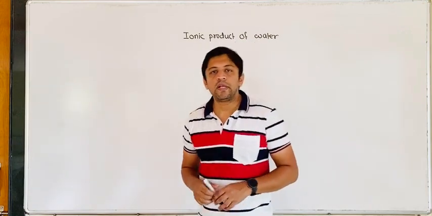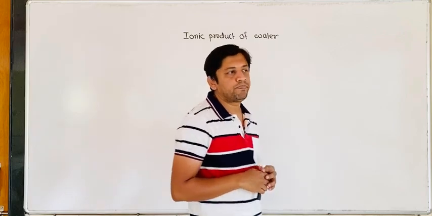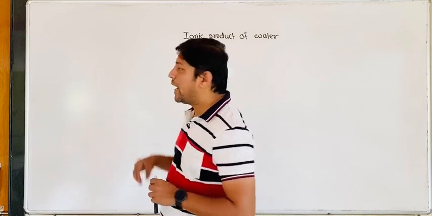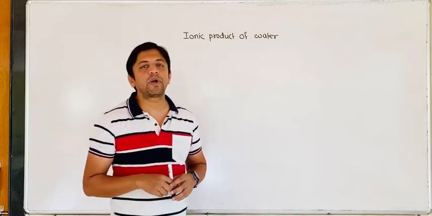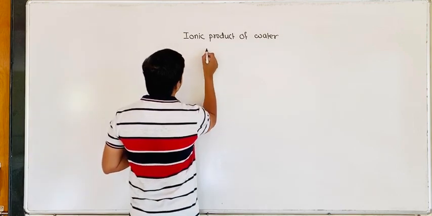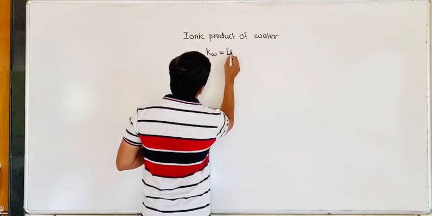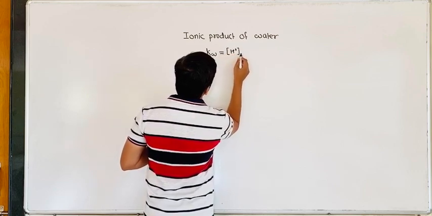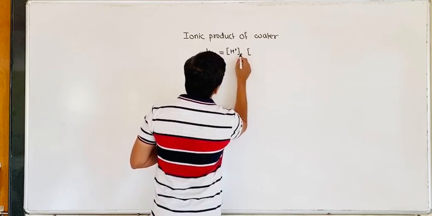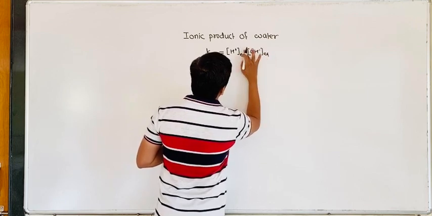Hi students, in the last lecture we have seen that the dissociation of water, or the extent of dissociation of water, is measured in terms of the ionic product of water. Ionic product of water, represented by Kw, is simply the product of molar concentrations of H plus ions and OH minus ions at equilibrium.